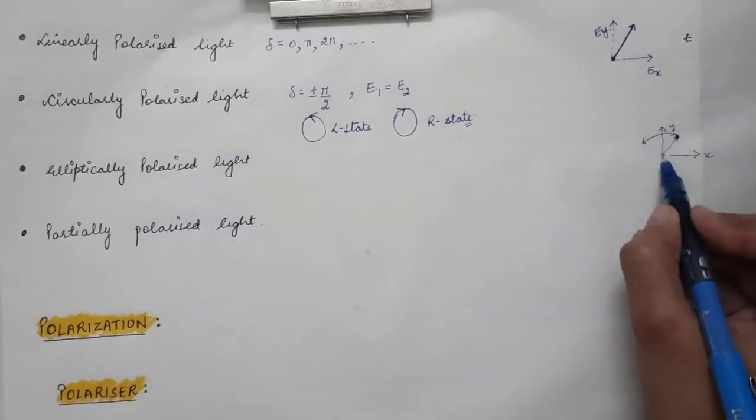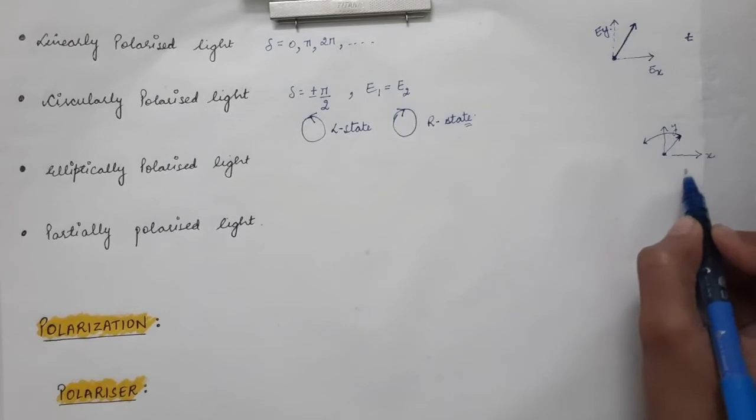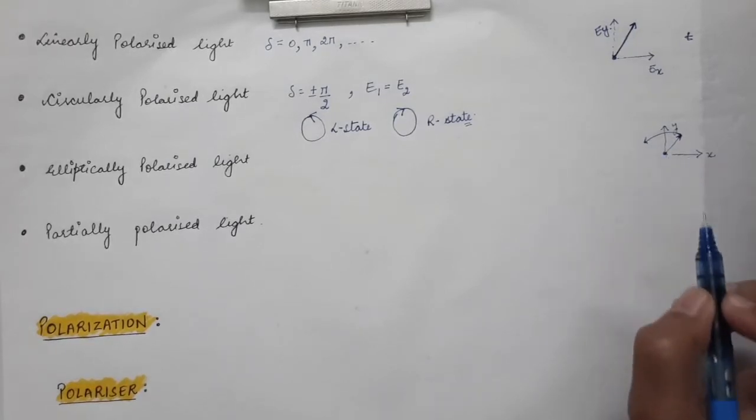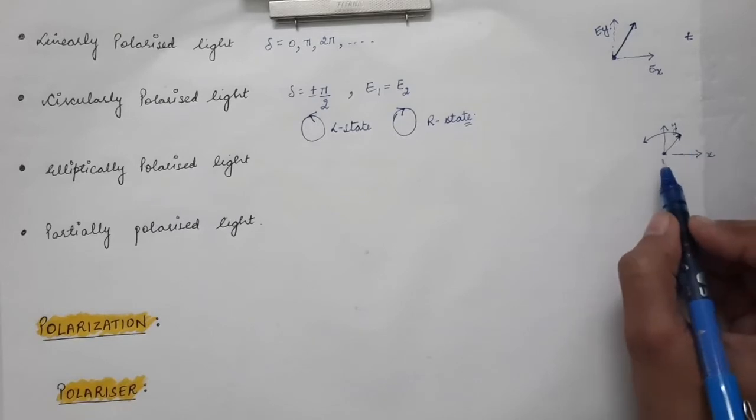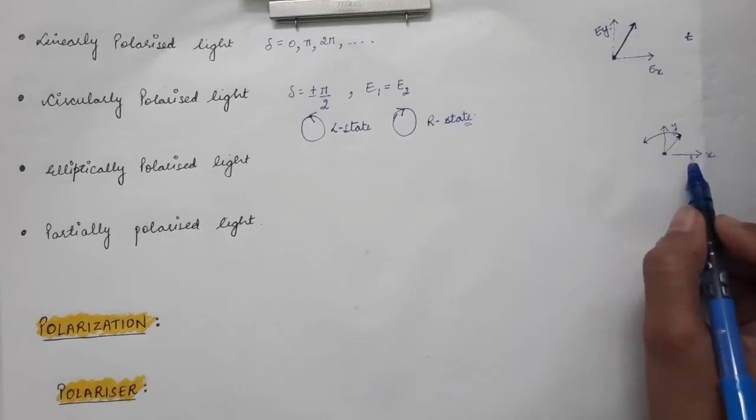But if you view this same electric field, which is rotating in the anti-clockwise direction, from the back side of the paper, or you can say from the point of view of the source.